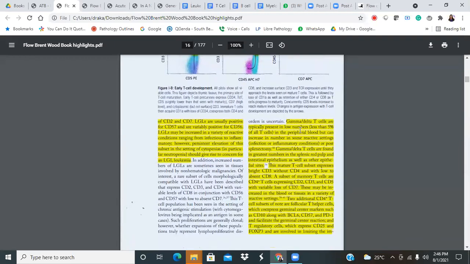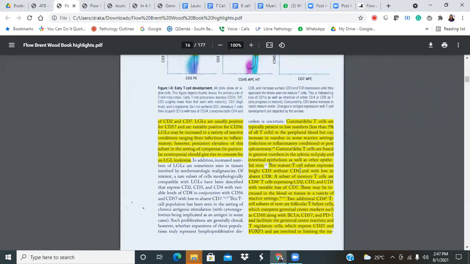Okay. Then there is gamma delta. Gamma delta T cells are typically present in low numbers, less than 5% of the T cells in the peripheral blood, but can increase in number in some reactive settings: infection, inflammatory, or post-splenectomy. The gamma delta T cells are found in greatest numbers in the splenic red pulp, intestinal epithelium, as well as other epithelial sites. This mature T cell subset expresses bright CD3 without CD4, with low or absent CD8.